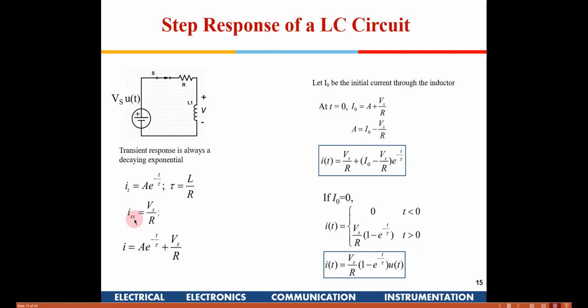Whereas the steady state is going to remain throughout, after t is equal to 5 tau. So that is the steady state condition. Now what is the steady state condition here? We know that the inductor gets shorted after some time, and the current will be restricted by Vs divided by R. So this is the steady state current, and this is the transient current. The total current will be the sum of the transient current and the steady state current, so you straight away write this equation.